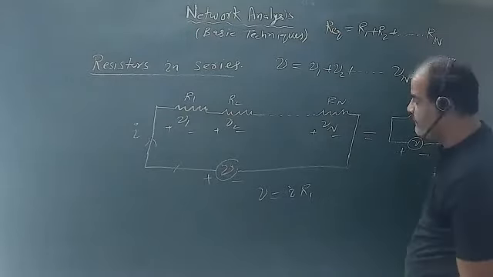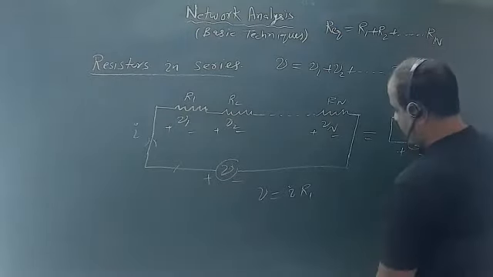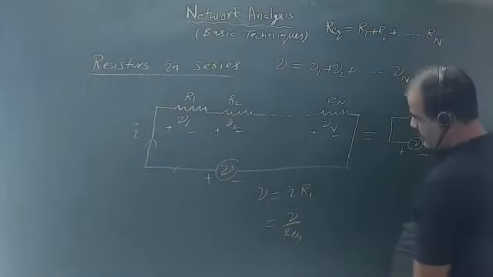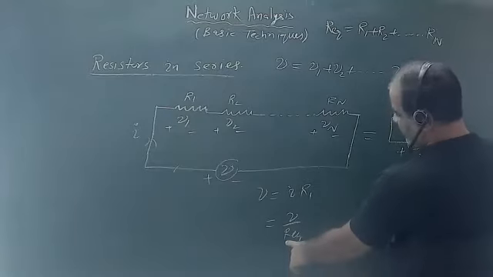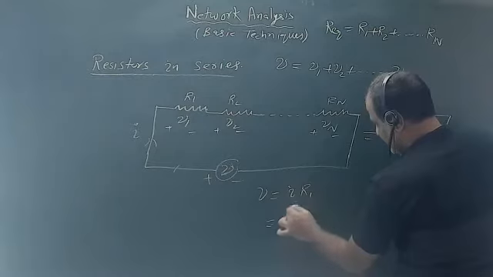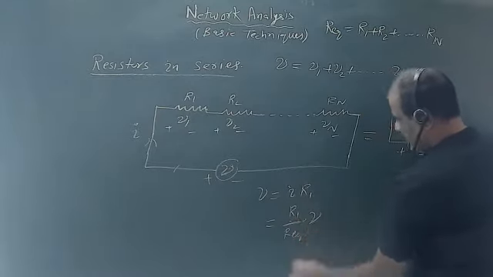V by R1 plus V by R equivalent. Very good. So V by R equivalent, where R equivalent is R1 plus R2 plus R3. So I can write this as R1 upon R equivalent into V. So this is V1.